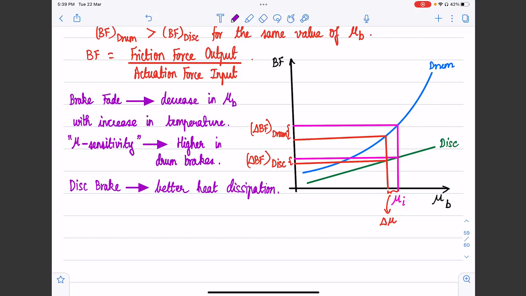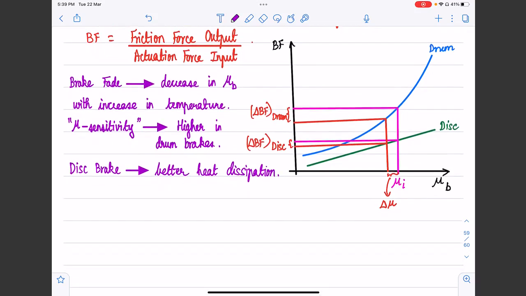So that is why we tend to use disc brakes on all four wheels if cost is not a constraint. Main limitation of disc brakes is that we require a higher actuation force to get the same brake force. Why? Because the brake factor is lower. If you want higher actuation force, what is required? We require either higher actuation pressure or a larger actuator.